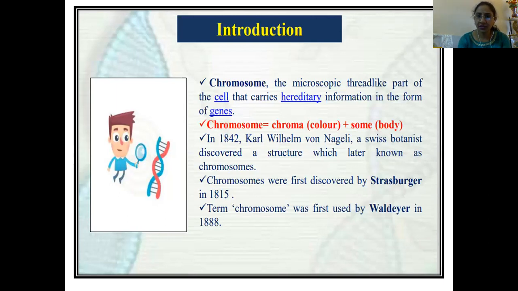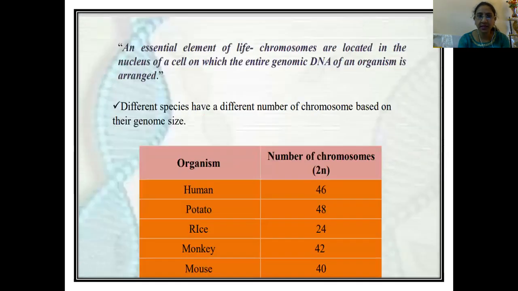In the year 1842, Carl Nageli, a Swiss botanist, discovered a structure which later became known as chromosomes. However, it was first discovered by Strasburger in 1815, and the term chromosome was given by Waldeyer in 1888. We can say it is an essential element of life, because chromosomes are thread-like structures which carry the DNA. DNA is mainly the genetic information which is transferred from one generation to another.